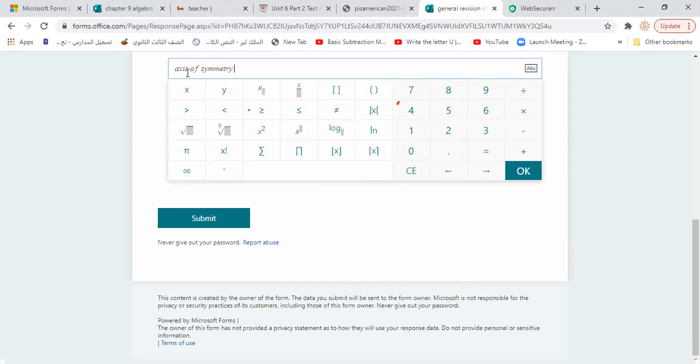The x of symmetry equals 1, and do we have minimum or maximum? Minimum value equals 1. Okay, so you can write your answer normally. Use the keyboard and then you will write. Understood this part? Then Miss, can you repeat the minimum or maximum portion?